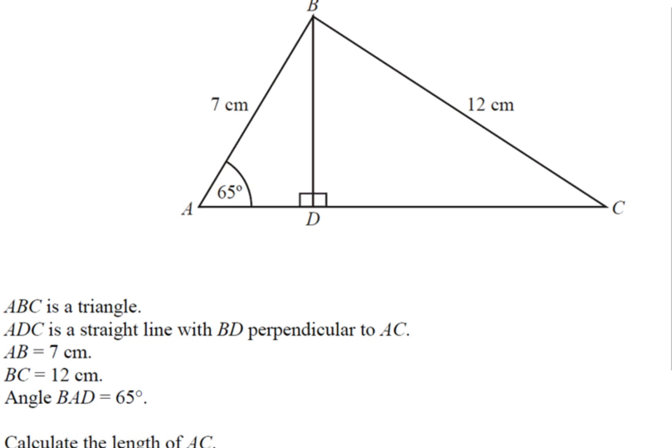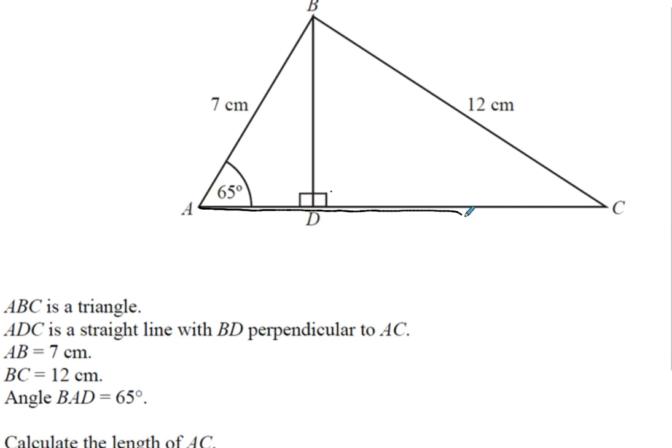Okay, ABC is a triangle, ADC is a straight line with BD perpendicular to AC. So again, we can tell we've got our right angles. So again, Pythagoras, trigonometry, and we have to find the length of AC.